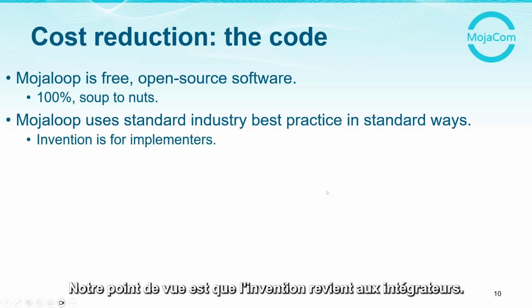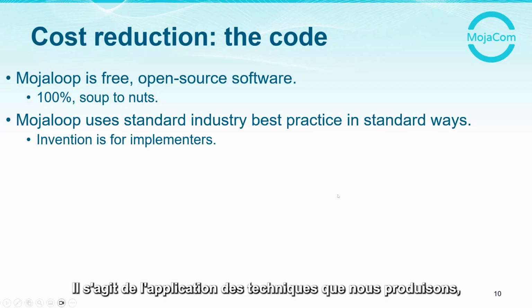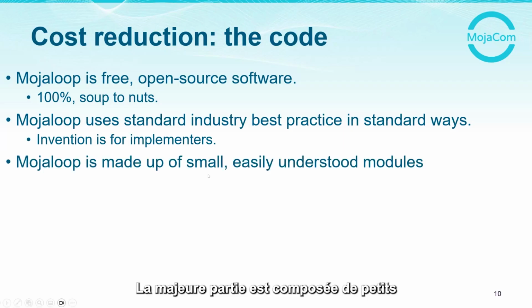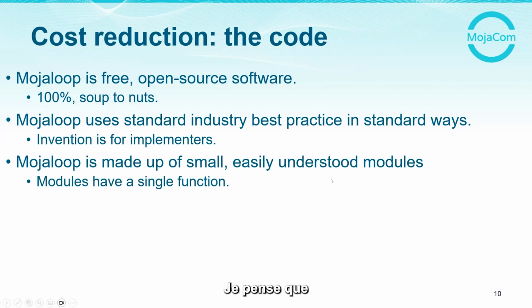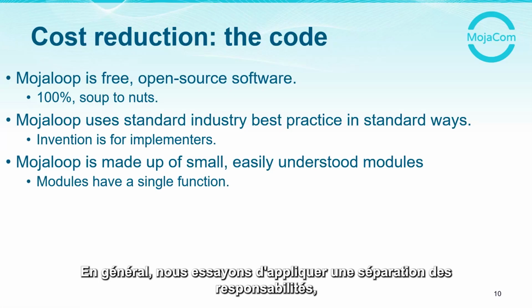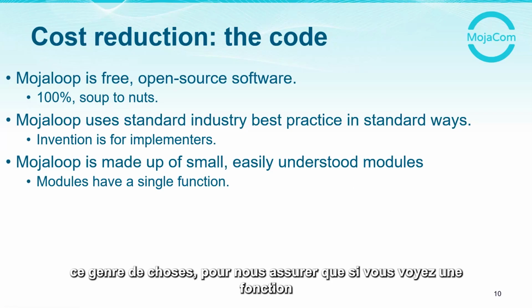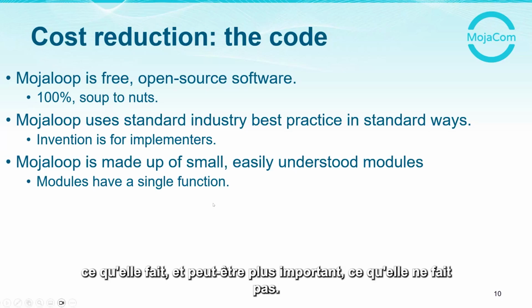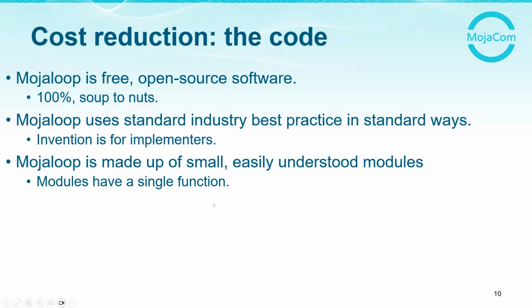Our view is that invention is something for implementers to do. It's about the application of the techniques that we produce, not about the techniques themselves. MojaLoop is made up of small, easily understood modules, and mostly that's true, I think. The modules have a single function, generally speaking. We try to enforce separation of concerns, to make sure that if you see a function in MojaLoop, it should be clear immediately what it does, and perhaps more importantly, what it doesn't do.